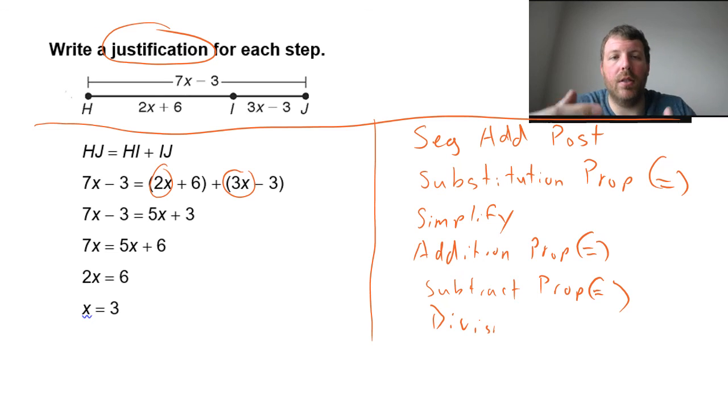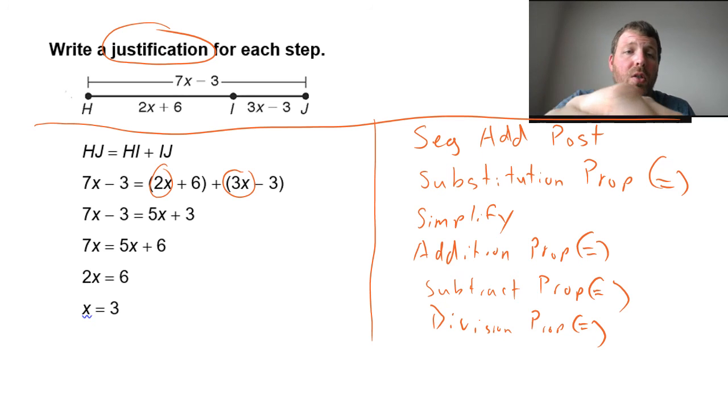And so this is a two-column proof where we already had our statements. We just had to get our justifications, or our reasons, for how we solve for x.